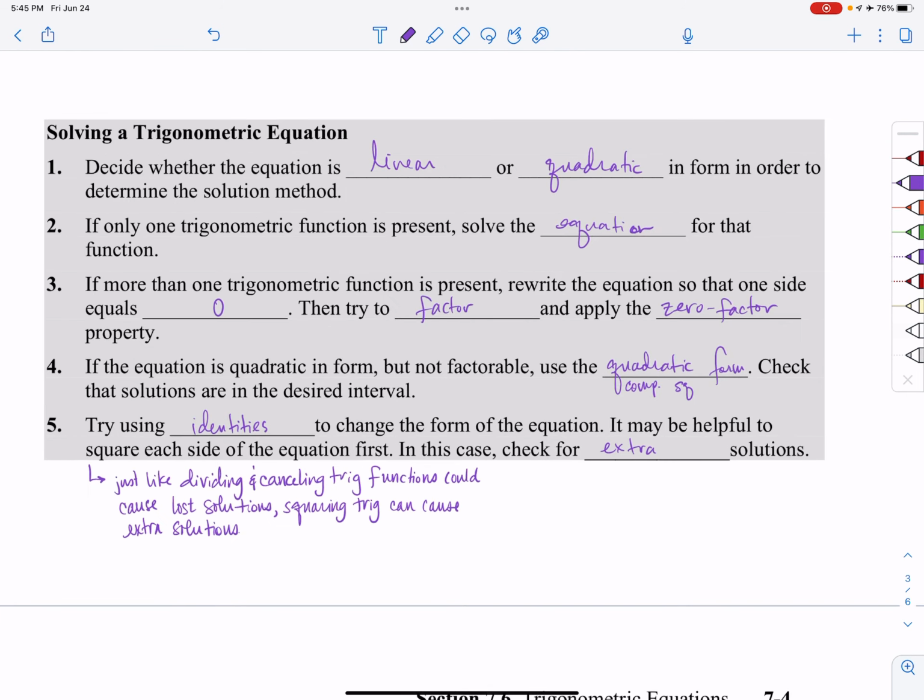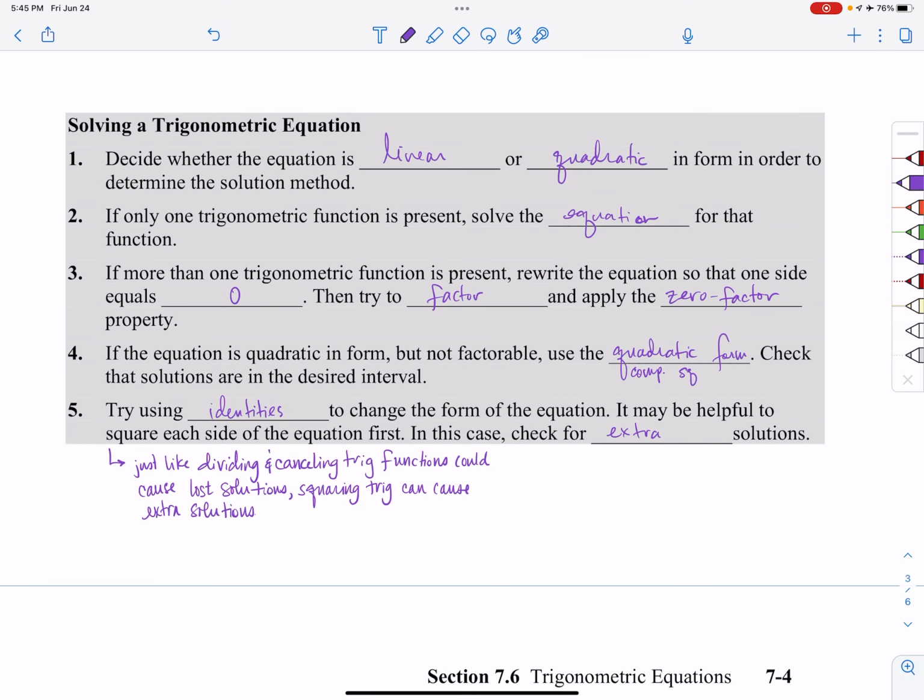All right, so when you're solving a trig equation, this little gray box here is basically an overview of what we've already done in the videos. So basically, is the equation linear or is it quadratic? Number 2, if there's only one trig function present, then solve it for that function. After that, you can solve for the theta or the angle.